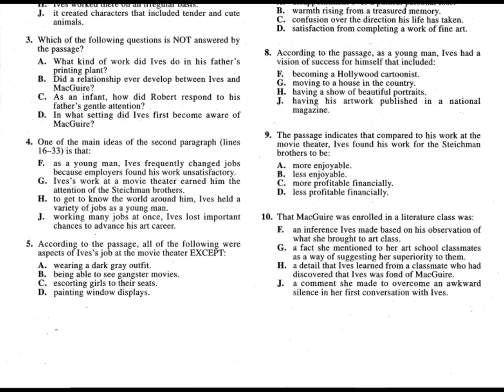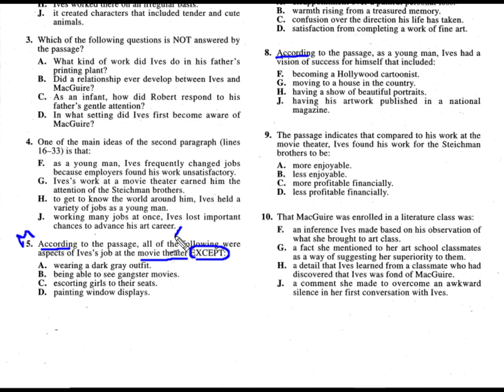Problem number 5, it's a mystery question. First thing, we just label that in your mystery preview. And also, whenever you see least, not, or except, you can go ahead and circle that. So according to the passage, that's another signal that tells you it's mystery, that word according. Anytime it asks you according, just like 8, that's also going to be mystery, dead giveaway. All right, according to the passage, all the following were aspects of Ives' job at the movie theater.